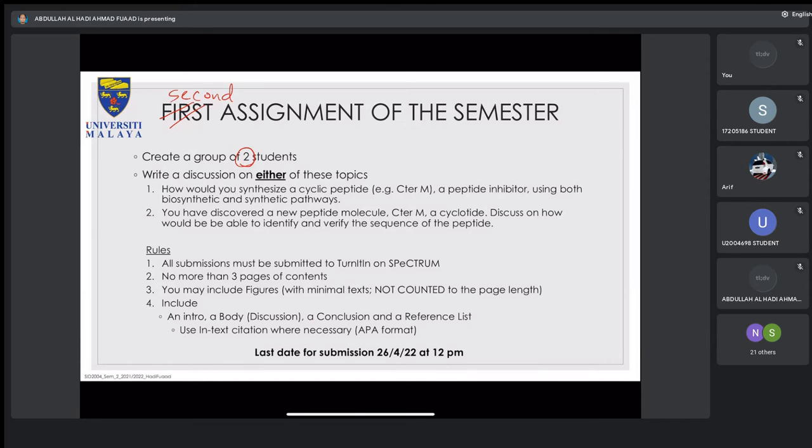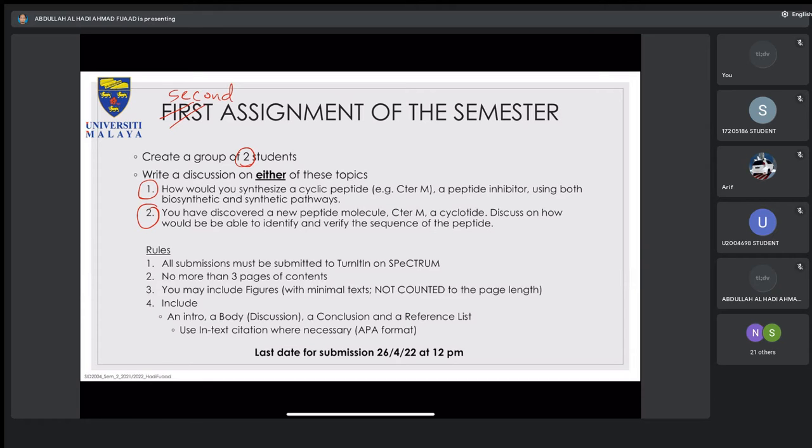For the first one, you needed to design your own molecules and then write about it. This time around, it's even easier. You can actually start today and finish today if you want. There are two options, two titles. You either choose number one or number two. Pretty much that is the question.